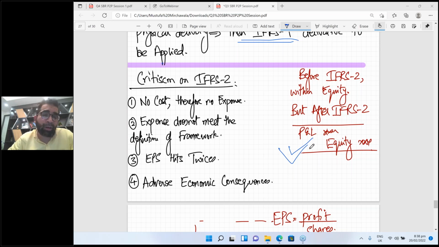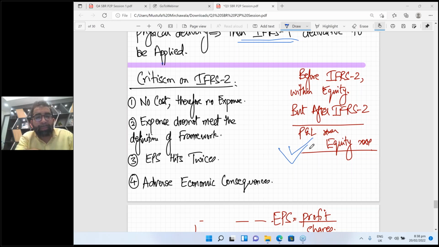There is an opportunity cost. If you issue these shares in the market, you will get some big amount, and now you are sacrificing that amount. So there is a cost. Okay, so this was the reply.